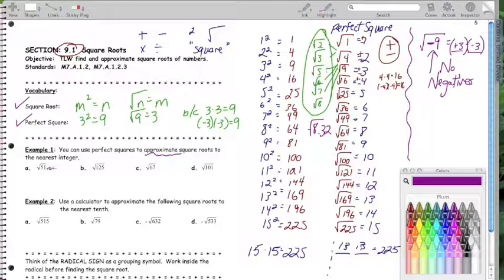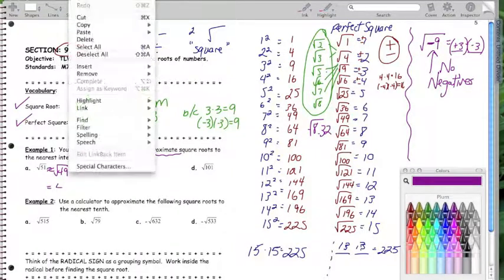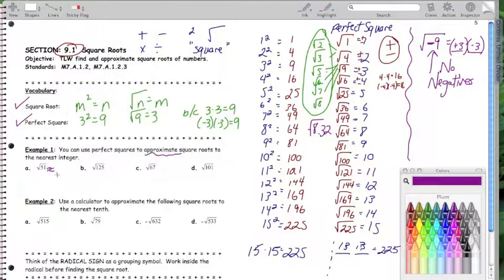I can say the square root of 51 is close to, that's why I use the squiggles, the square root of 49. And I know the square root of 49 is 7. So the square root of 51 should be a little bit more than 7. I can use the squiggles there because it's not equal to it, but it's close to it. Square root of 125. Well, if I look at my list of perfect squares, the square root of 125 would fall right in here. It's going to be closer to 121. So it's close to the square root of 121, which is 11.